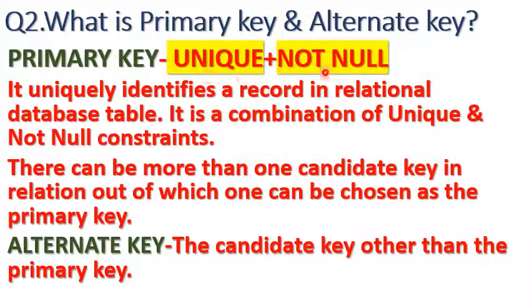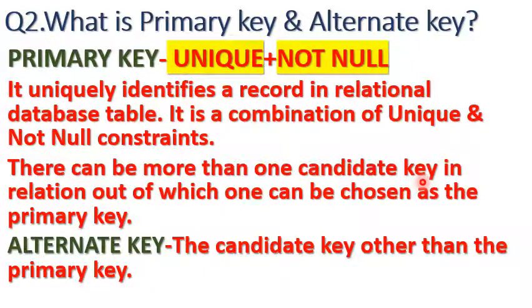Our question number 2 is, what is primary key and alternate key? Primary key is unique plus not null. I'm going to expand it out for you. It uniquely identifies a record in a relational database table. It is a combination of unique and not null constraints. There can be more than one candidate key in a relation, out of which one can be chosen as the primary key.